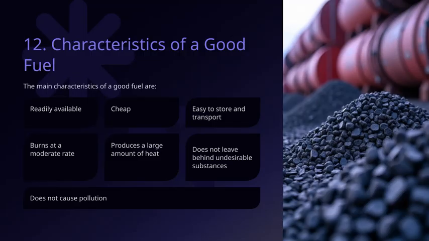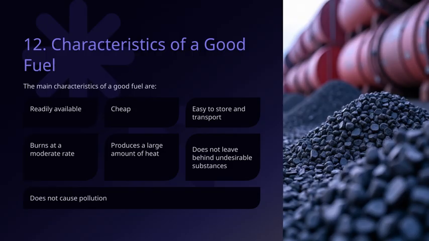All right, let's talk about the main characteristics of a good fuel. First, it should be readily available, meaning it's easy to find and access when we need it. This is crucial because if fuel isn't available, it can disrupt our energy supply. Next, a good fuel burns at a moderate rate, not too fast, not too slow, so we can control the energy release efficiently. Cost is also a big factor.